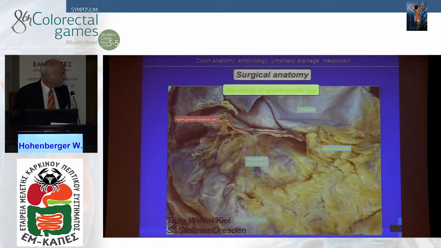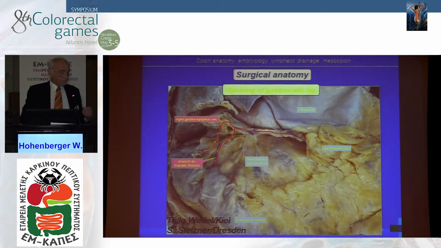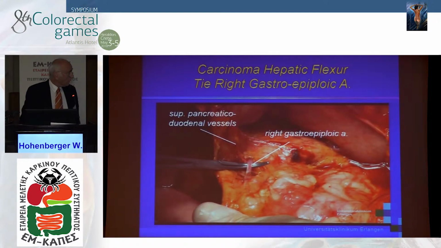Yes, so these are small vessels crossing. This is a very important slide. They are crossing from the midgut to the foregut. And you know, lymph node metastases develop along the supplying arteries. And this artery is running to the pancreatic head. So tumors from here may lead to metastasis along this side, and the same on the left side. So that means you have to divide the right gastrocolic artery centrally.